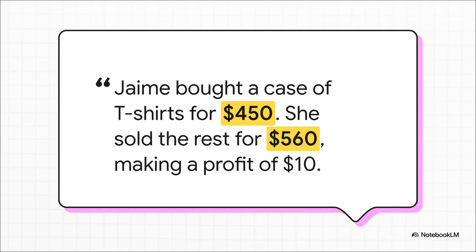All right, let's look at a classic word problem. You've got Jaime. She buys a whole case of concert t-shirts for $450. She keeps 2 for herself, can't blame her, and then sells all the rest for $560, making a neat profit of $10 on every shirt she sold. The puzzle is, how many t-shirts were in that case to begin with? Yep, you guessed it. This is a rational equation just dressed up as a story.